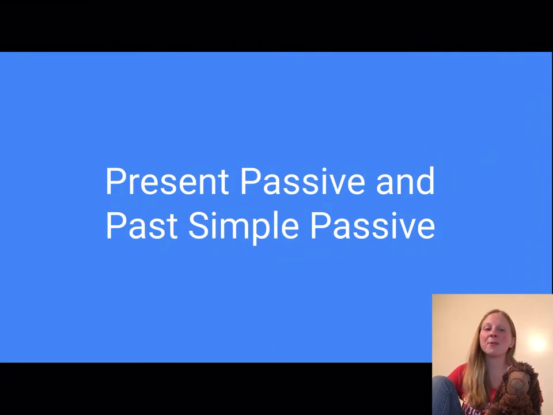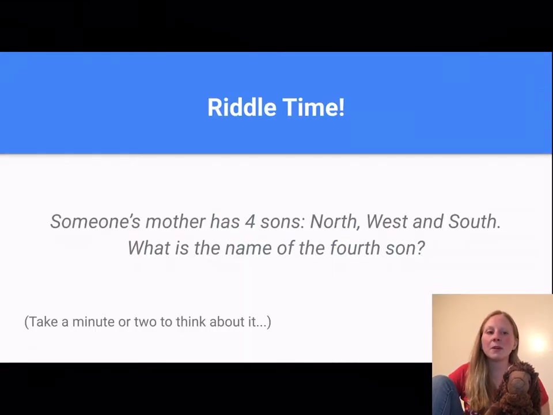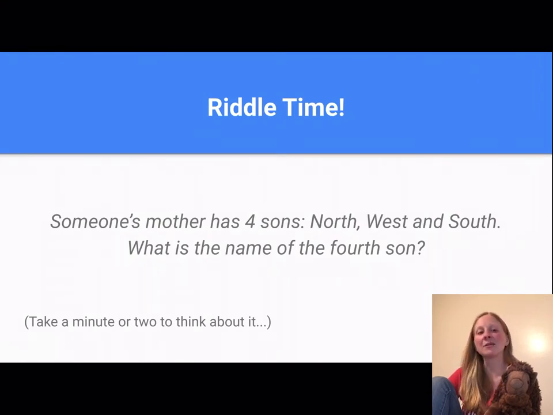But before we start with the serious stuff, we thought we'd do a quick riddle. So check it out. Someone's mother has 4 sons: north, west, and south. What's the name of the 4th son? You can take a minute or two to think about it. But while you're thinking, we're going to move on. We'll come back to it later.